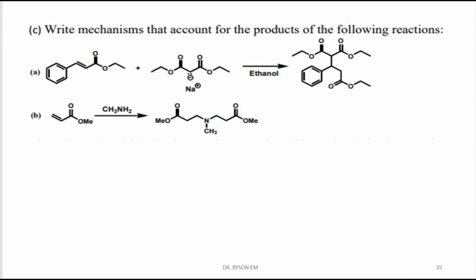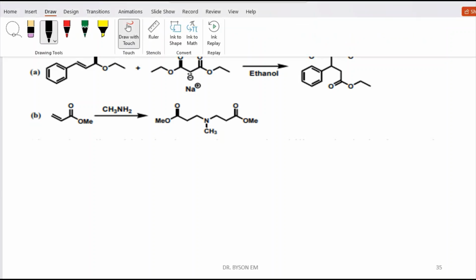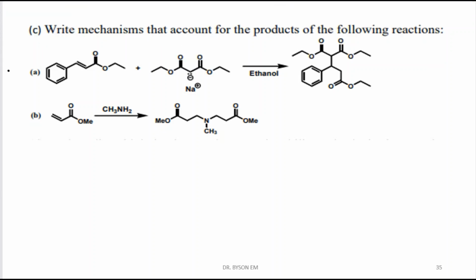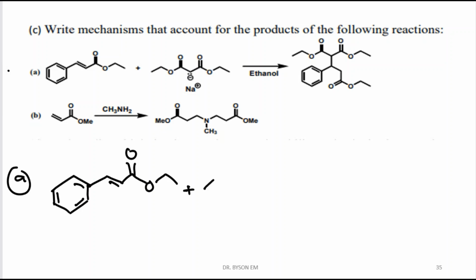C says, write the mechanisms that account for the products of the following reactions. This is a lot, but this will happen like this. So we must know that this is a double bond here, reacting with this one here.